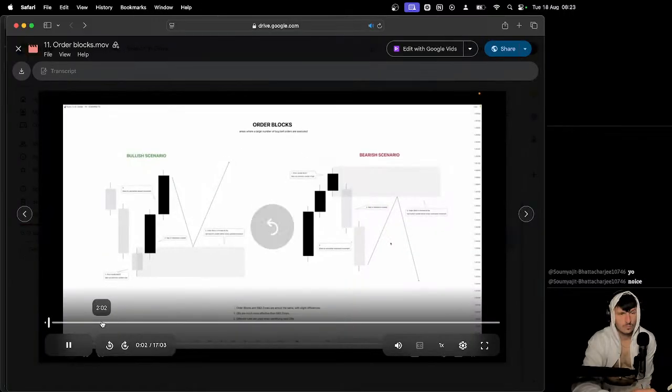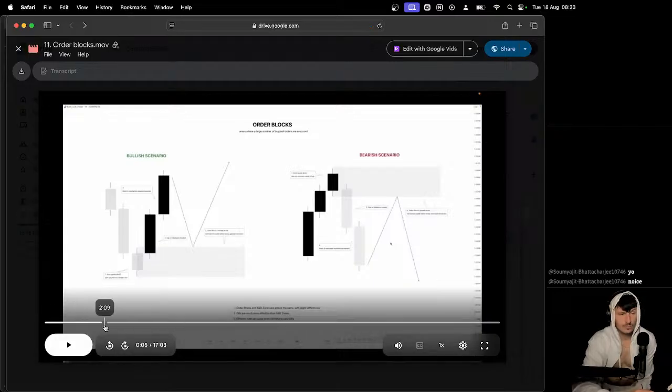To wrap up this, next, let's talk about order blocks. We are... so the gap actually formed.